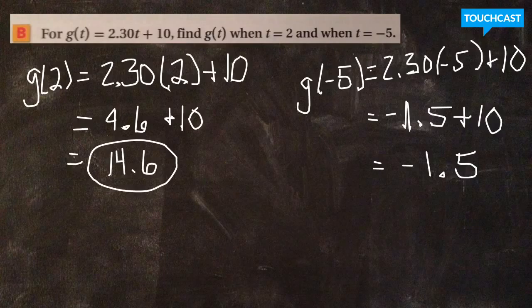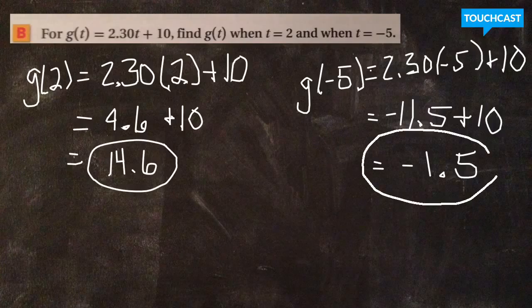So to just recap that problem, we have plugged in negative 5 for t. We go positive 2.30 times negative 5, which is negative 11.5, and we add 10 to that number to get a negative 1.5. So g of 2 is 14.6, and g of negative 5 is negative 1.5. Let's check out one more example where we are going to evaluate a function.